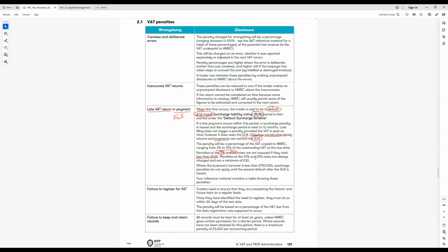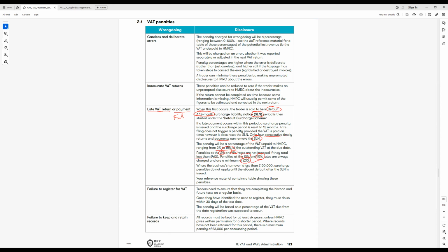Penalties at 10 and 15% rates are always charged a minimum of £30. So we have a little bit of exemption only for the 2% and 5% if the total amount is less than £400. But when the penalty rate is 10 or 15%, then even though, let's say, the penalty is only coming to £5, we still have to charge £30 minimum.